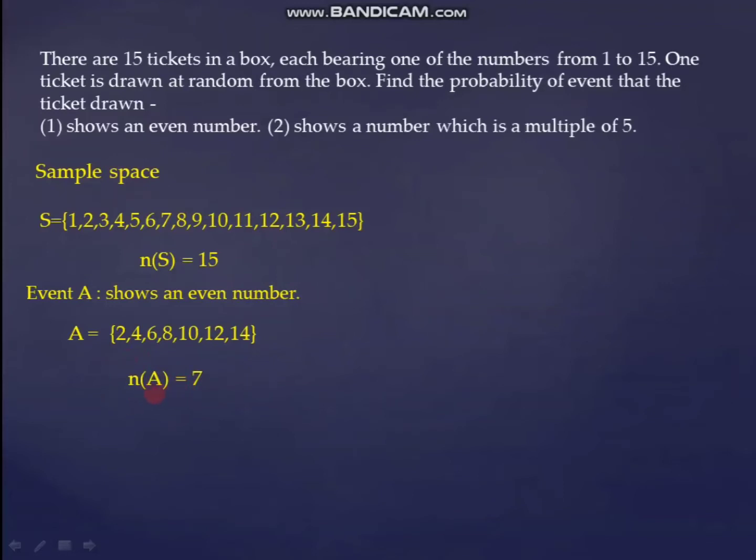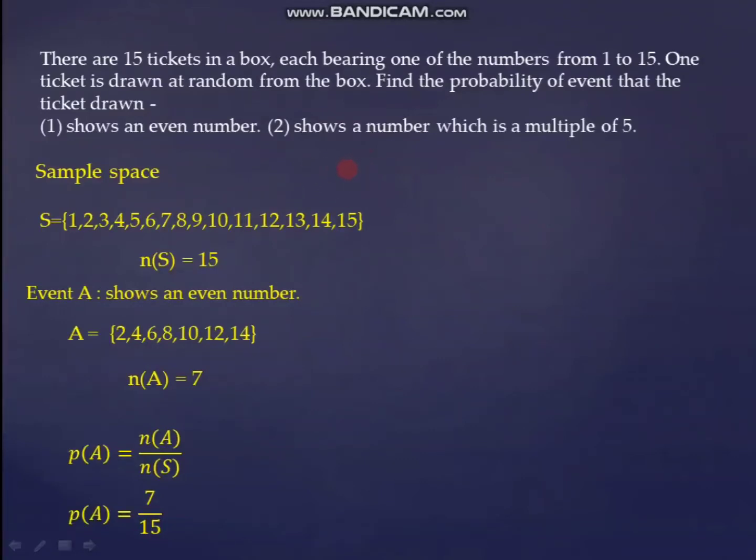Now we can find the probability of this event A by the formula P(A) is equal to n(A) divided by n(S). n(A) is 7 and n(S) is 15. So the probability of this event is 7 by 15.